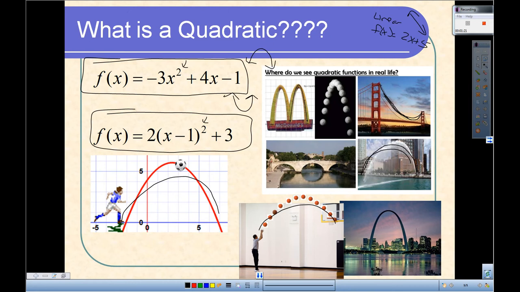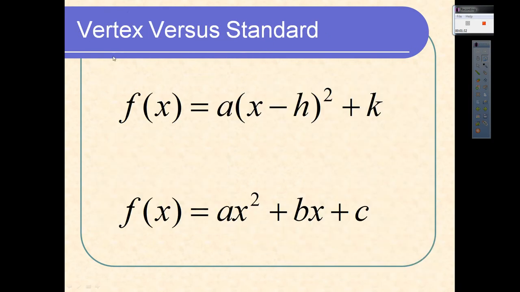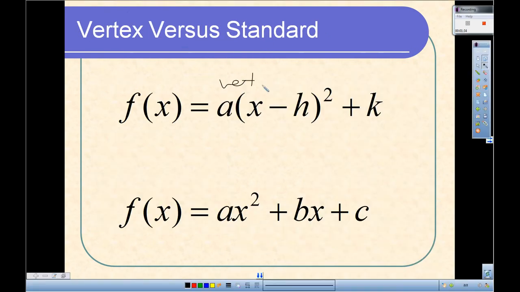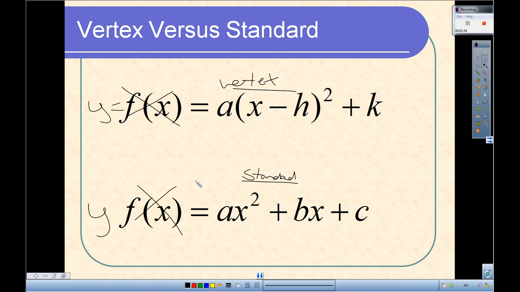Today, our only essential question is how do we convert between the two? So let's talk about vertex versus standard. Vertex form is written in the form a(x minus h) squared plus k, as opposed to standard form, which is written in the form ax squared plus bx plus c. Notice that vertex form has the parentheses where standard form does not. You don't have to write it as f of x if you don't want to. You can leave it as y equals. But this is what we're going to be doing: converting between the two forms.